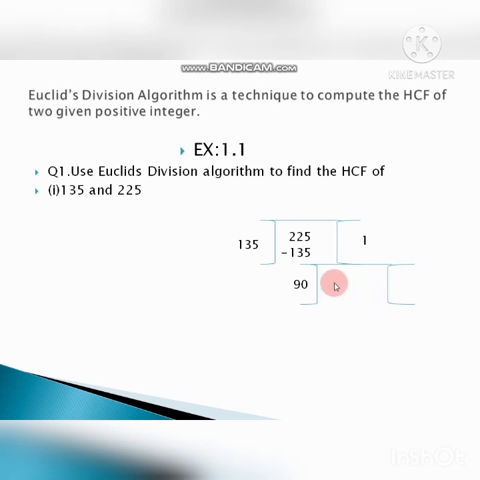Now what will be the dividend? Any guesses? The dividend will be the divisor of the first step. This 135 will come over here. Now again divide this. 90 ones are 90. Again subtraction. 135 minus 90, the remainder is 45. Again the remainder is 45. It's not 0, so we have to repeat this procedure again.